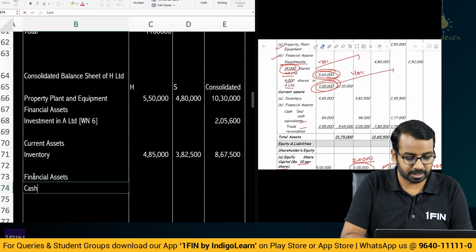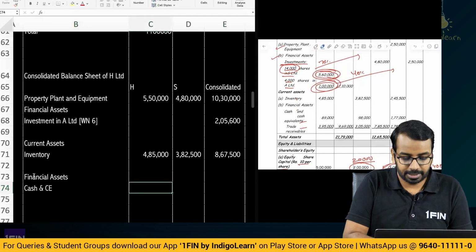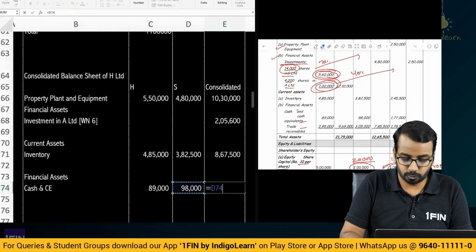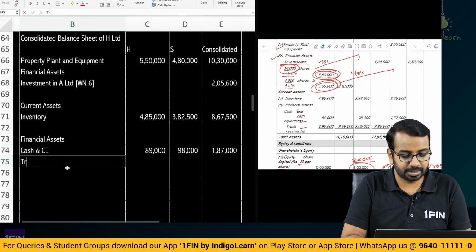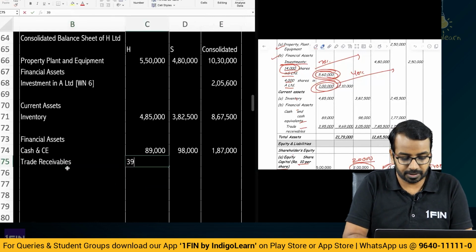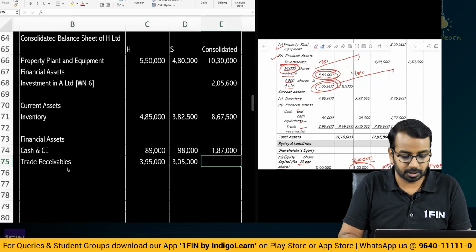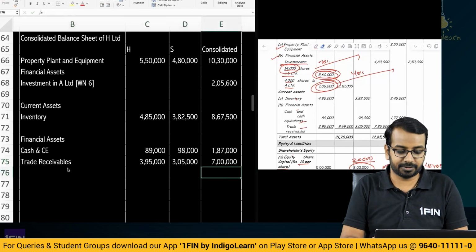Cash and cash equivalent: 89,000 and 98,000, so the sum of these two will be 187,000. Then trade receivables: 395,000 and 305,000. The total comes to 7 lakhs.